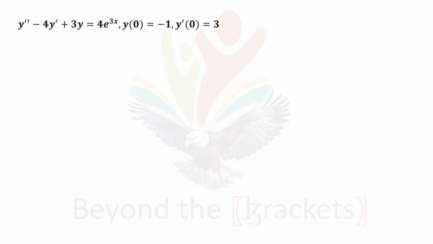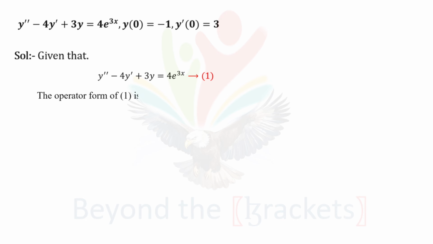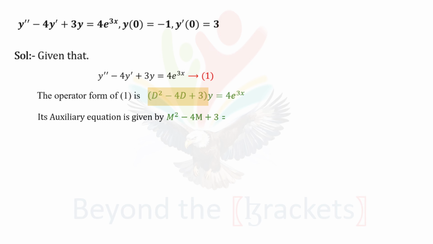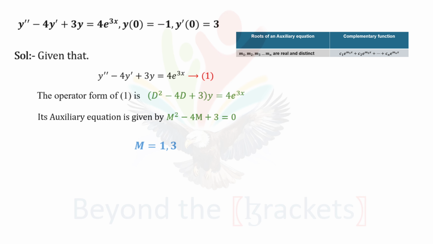Moving on to the next problem, let's denote the given differential equation as 1. First, the operator form is written as (D square minus 4D plus 3) y is equal to 4 e power 3x. To find the auxiliary equation, replace D with m and equate it to 0. We get m square minus 4m plus 3 is equal to 0. Finding the roots of this equation, we get m is equal to 1, 3, which are real and distinct roots.